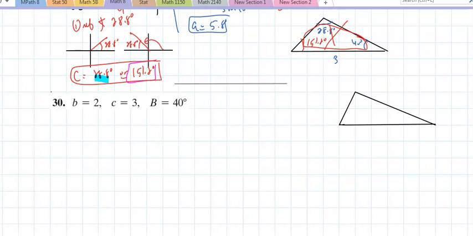Number 30, they give me these angles and sides. Well, let me fill in the blanks. Here I'm going to say this is a 2 and this is 4. Remember, those triangles are not drawn to scale. Let's see, B right here. This is angle C, and this is A, and this is little a.